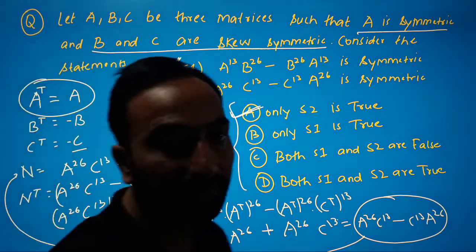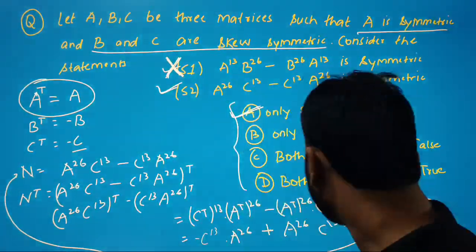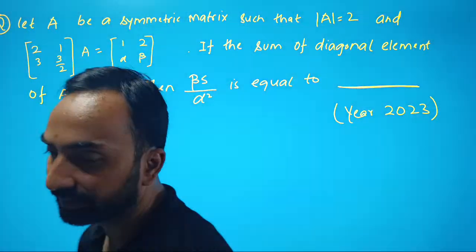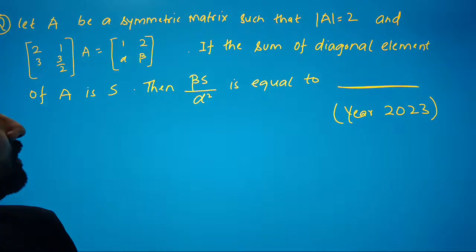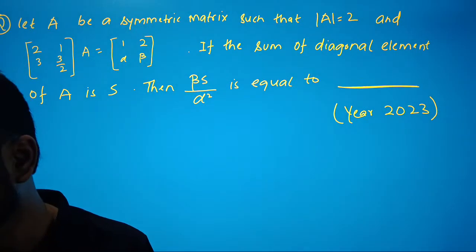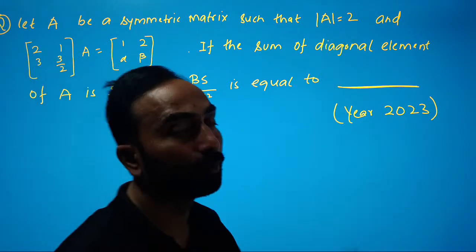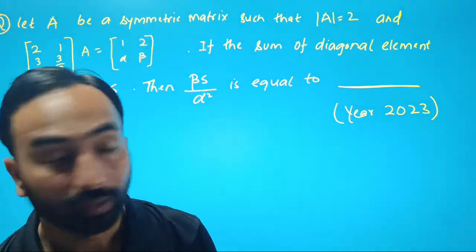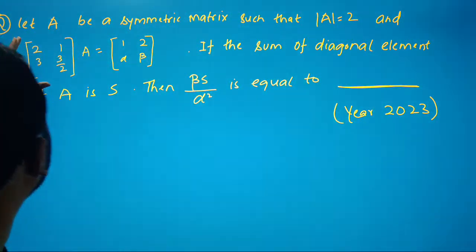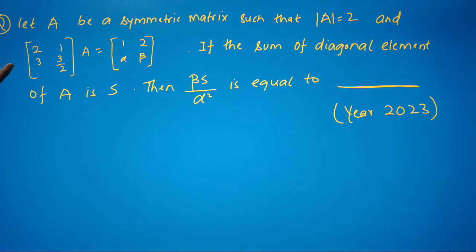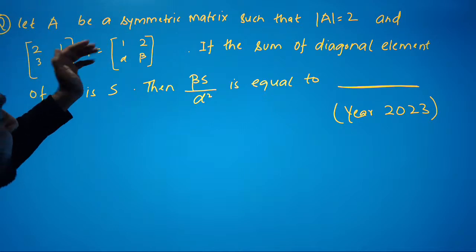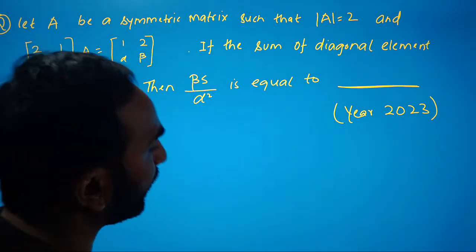Okay, so now we will move to the next question. It is also from matrices and determinants, right? The question is: let A be a symmetric matrix such that the determinant of A is equal to 2, and this 2 cross 2 matrix is given, 2, 1, 3 and 3 upon 2, multiplied by that matrix, right? The matrix A is equal to 1, 2, alpha and beta, right?